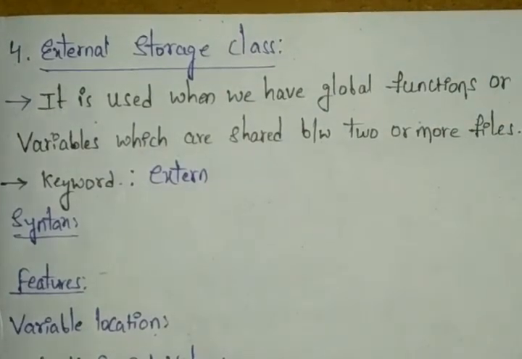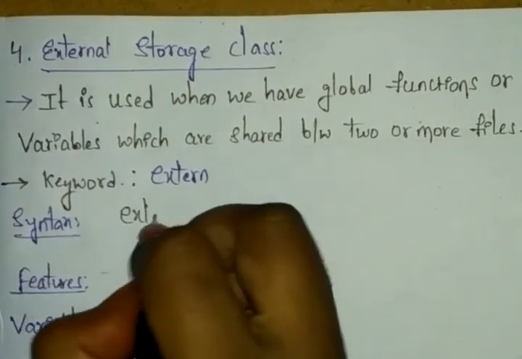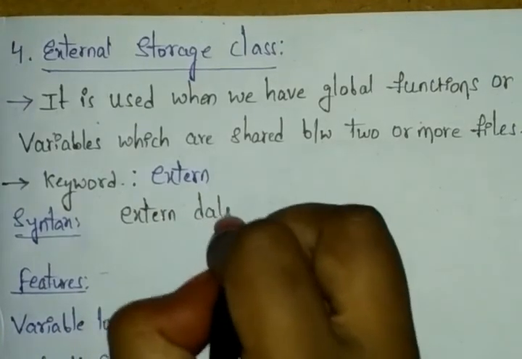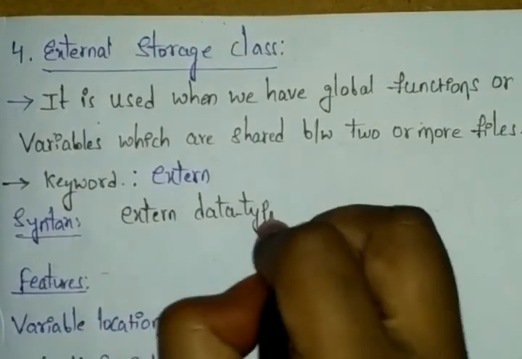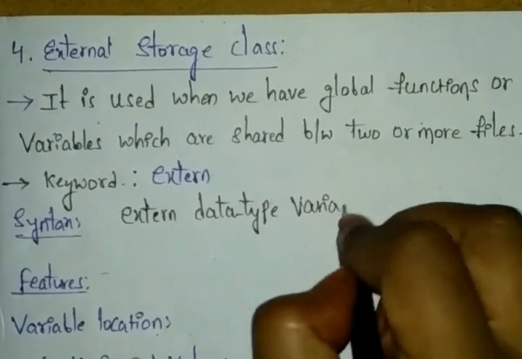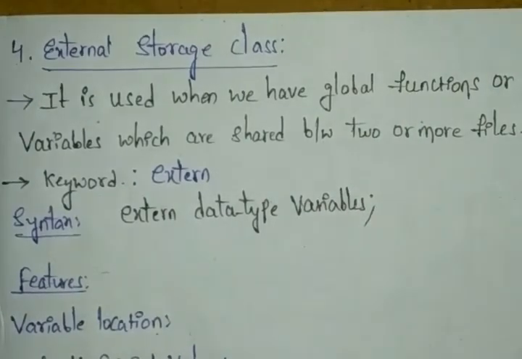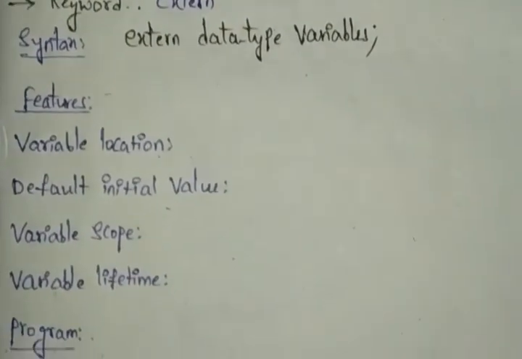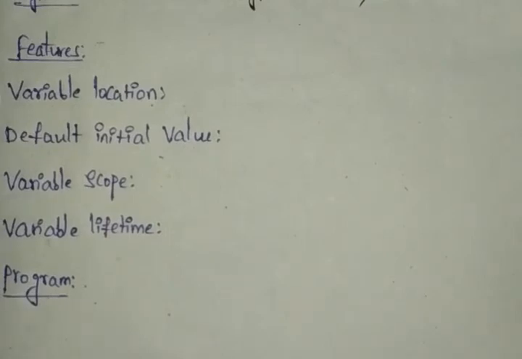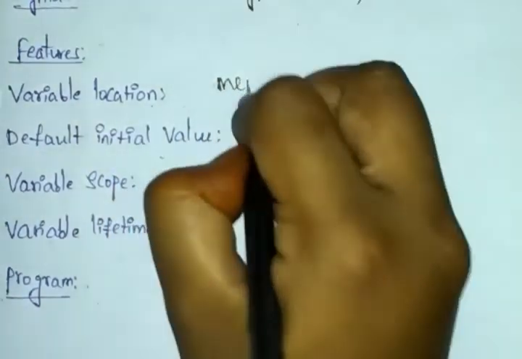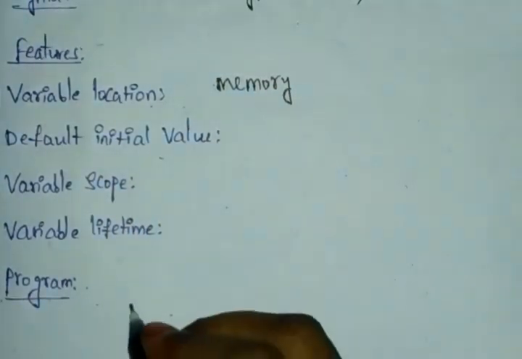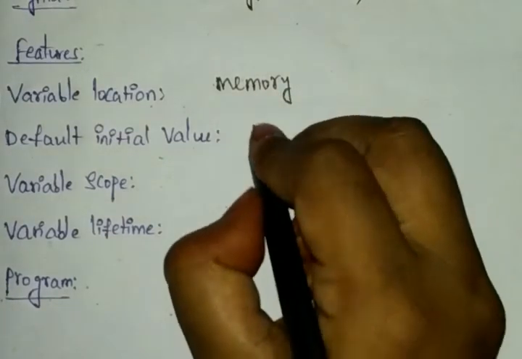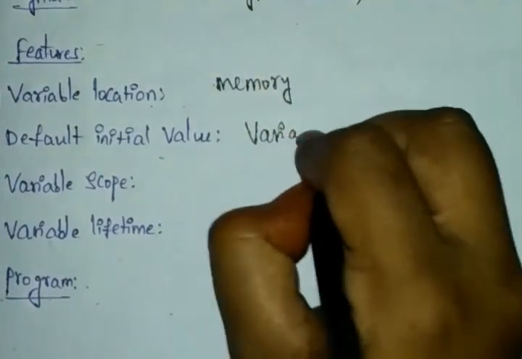And next here we have the syntax to define this. The syntax is: extern, data type, and next you can define the variables. After that you can see the features of the external storage class. It has the variable location, that is memory, and the default initial value for this is also assigned 0, like your variable is 0.